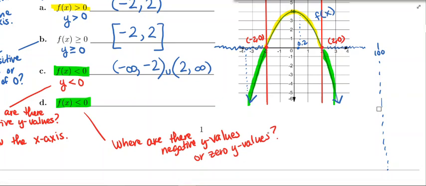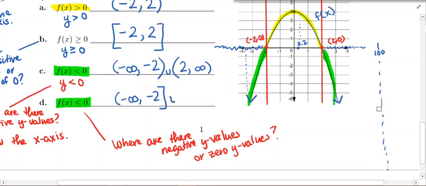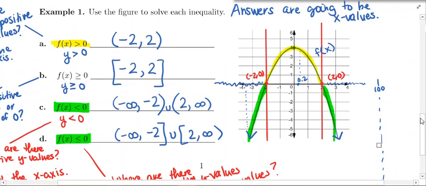The only thing that's changed, because of the less than or equal to, is that y values can actually equal 0. So we're going to take our same answer from part C and include the -2 and the +2 because they are x-intercepts. Their y value is 0, and so those two points fit the bill. And that's it. That's what we're going to do when we solve these quadratic inequalities.